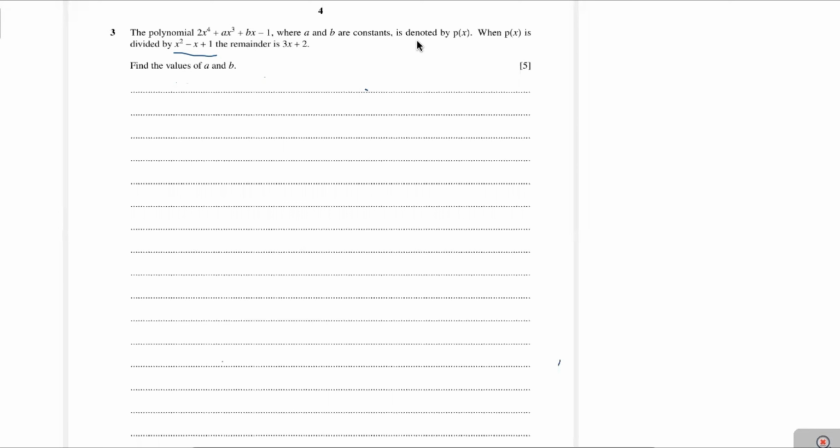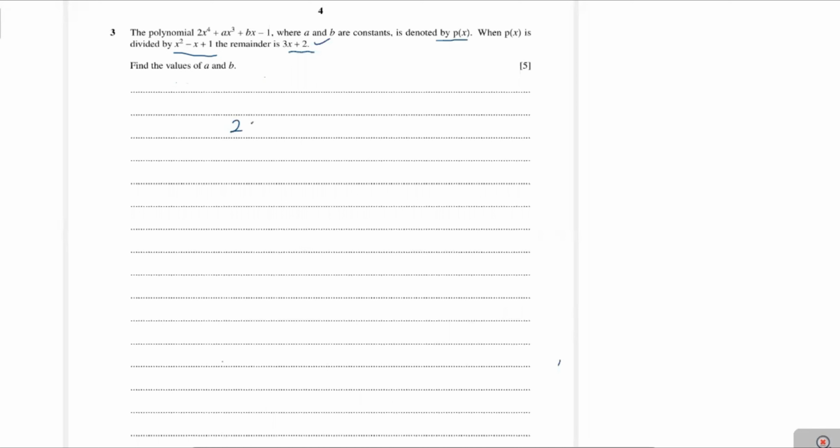Question 3. The polynomial 2x to the power 4 plus ax cubed plus bx minus 1, where a and b are constants, is denoted by p of x. When p of x is divided by x squared minus x plus 1, the remainder is 3x plus 2. Find the values of a and b. Now this polynomial is divided by x squared minus x plus 1, therefore we get the remainder by using the long division method.